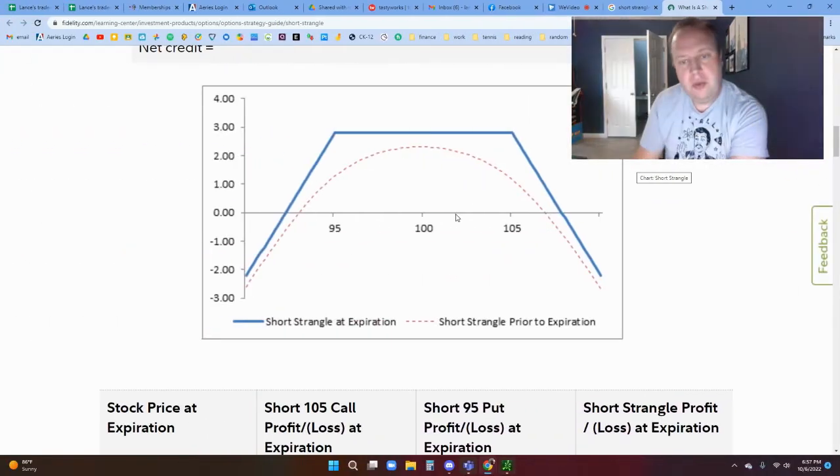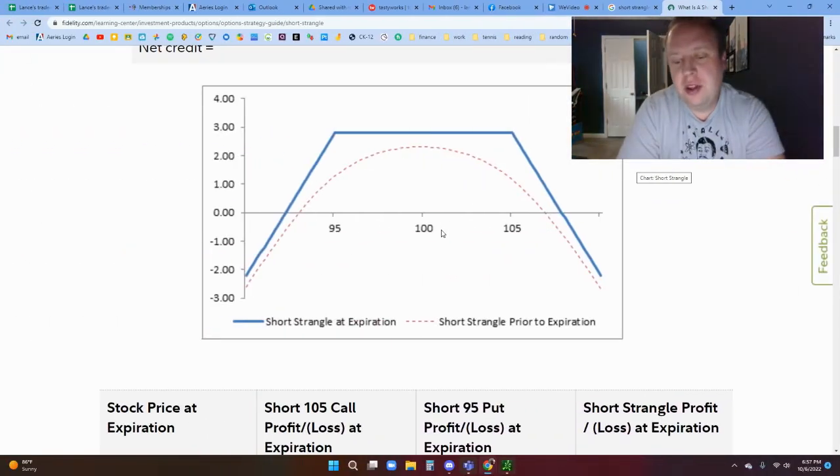All right, so this is the profile of a short strangle. In a short strangle, you're essentially going to be selling a put and also selling a call, but we're not going to be making them into a spread. We're just going to simply sell the put, sell the call, and not buy any options. So there's really only two options involved, selling the put and the call side.